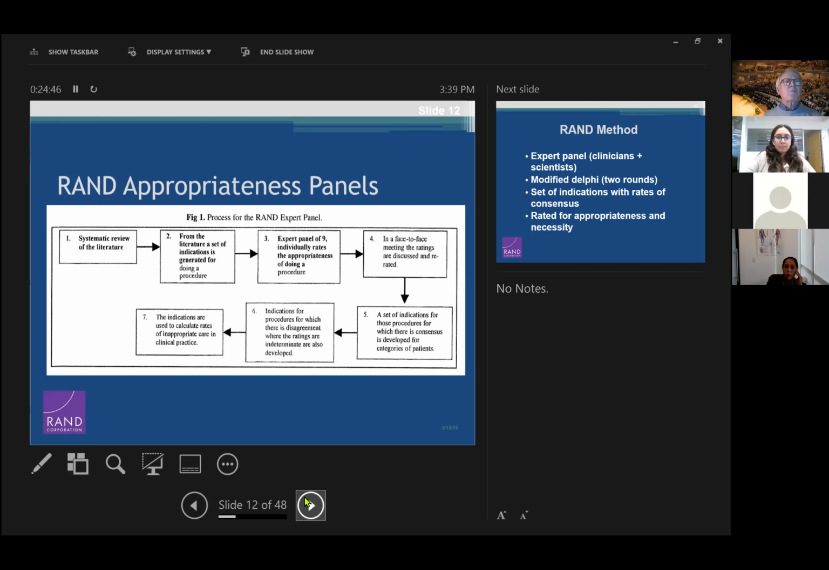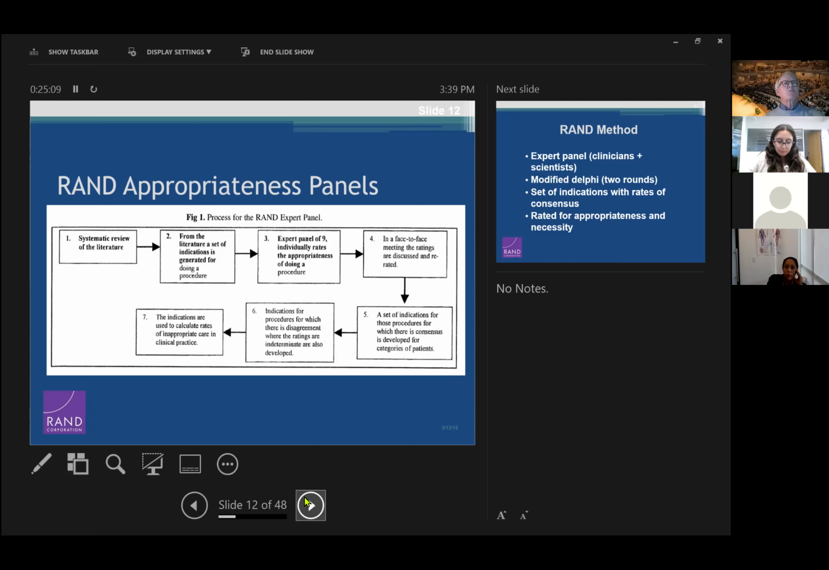They don't know what each other rated, but they know what the group did. And then they re-rate it, right, to see if they can get some agreement about, do they agree on this, is a person a candidate or not. And then out of that, we get a set of indications for doing something or not doing something. So then they get to the 6th procedure. We have indications for a procedure, and we've got the ratings of the panel of them.